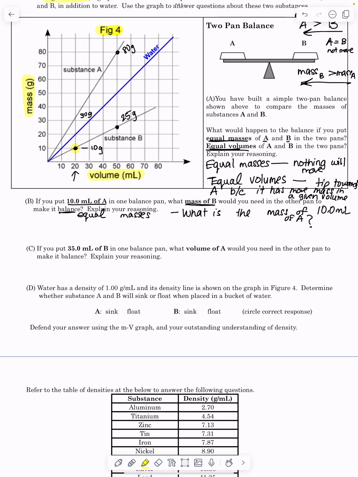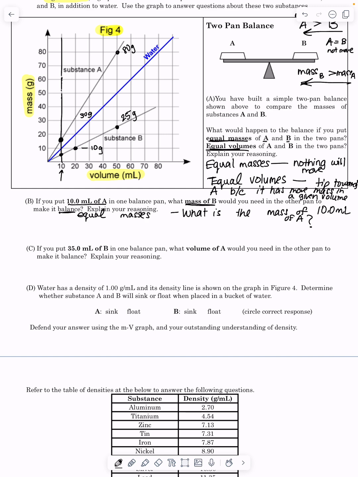So I'm going to delete that. Let's look at 10 milliliters of A. Here's 10 milliliters right here, not to confuse it with the 20. I'm going to draw a vertical line going up, trying to make it a little bit neater. Wherever it touches on the graph is going to be the mass of A. So B is right here.